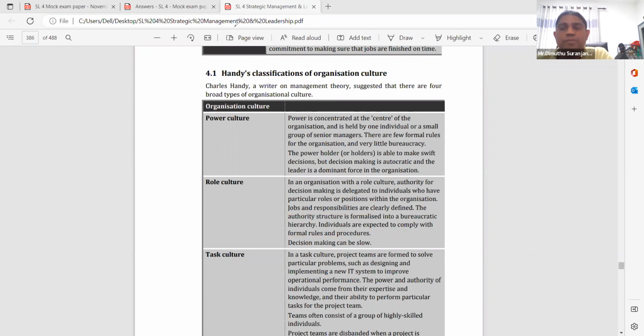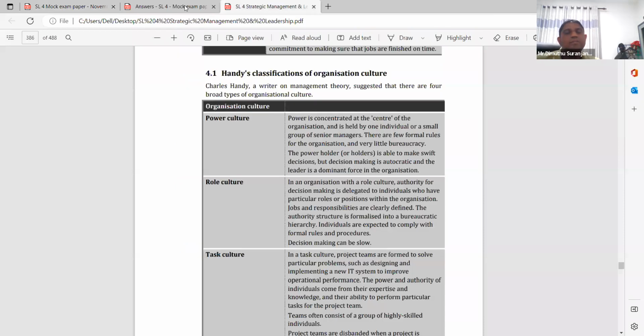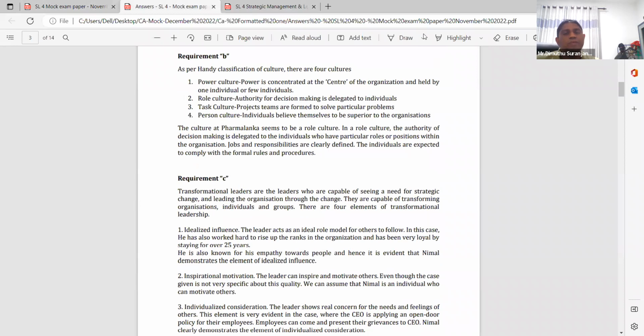So now, since all these three features are available, we can conclude that this is role culture, right? So look at the way this exhibit has developed the answer. First of all, it tells about the four cultures available. Define the four cultures in very summary form. These are other things that you have to look at, guys.